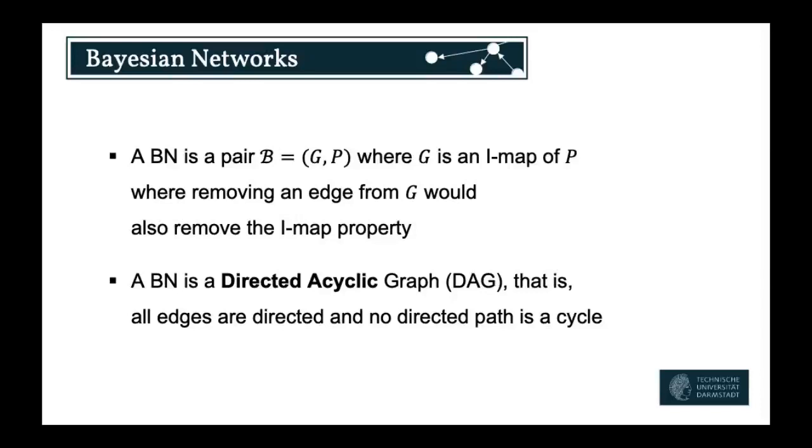To be a pair, this calligraphic B, which is just this tuple, G and P, a graph and a probability distribution, where G is an IMAP, so all the d-separation statements are a subset of the independence statements, but with the additional property that if you remove an edge from G, this would also remove this property. It's the minimal IMAP, we usually call this. You can always add edges because that will not introduce new independencies, but you cannot remove.